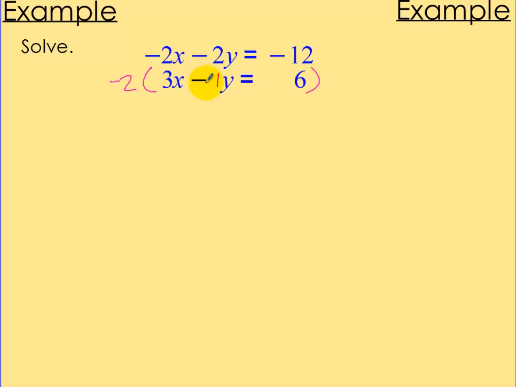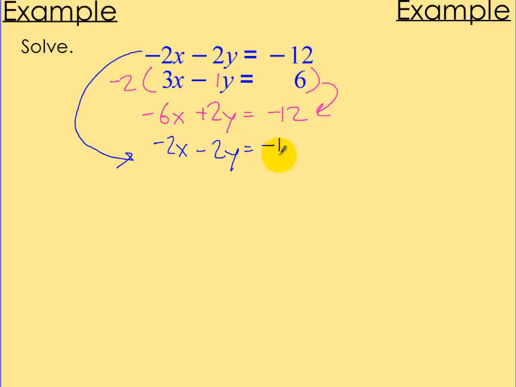Since they both are negative, I have to turn one of these into a positive by multiplying by a negative. So I get, rewriting this, negative 6x plus 2y equals negative 12. And I'm going to rewrite this blue equation on top up here, bringing it down again, not changing it: negative 2x minus 2y equals negative 12. So these don't matter anymore.